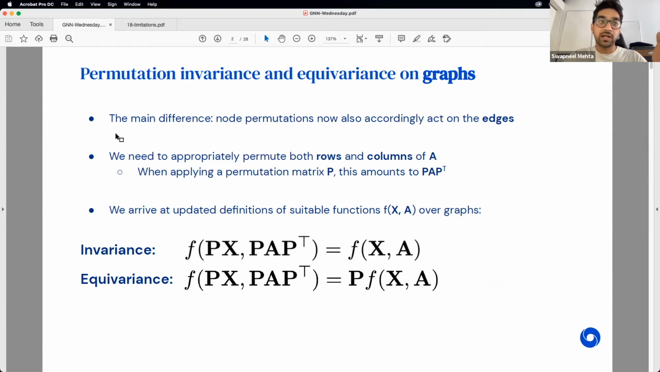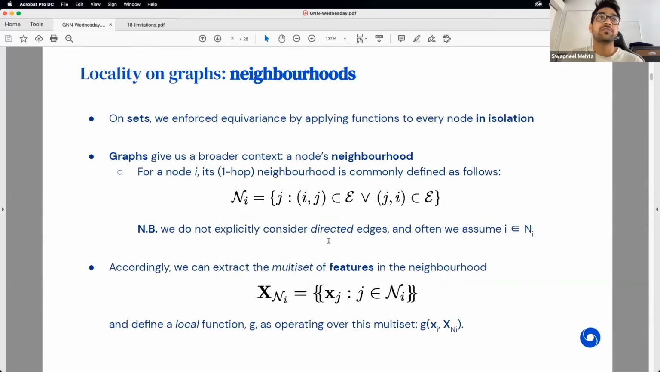If you look at this, it's the same idea as f(Px) is equal to Pf(x). It's just that you add an additional A term to define how the graph is internally connected. And in invariance, f(Px) is equal to f(x), except there is an additional argument of A and PAP transpose. P, if you remember correctly, was the permutation matrix with just zeros and ones, which rearranged the matrix X. Cool. So just generalizing this to graphs.